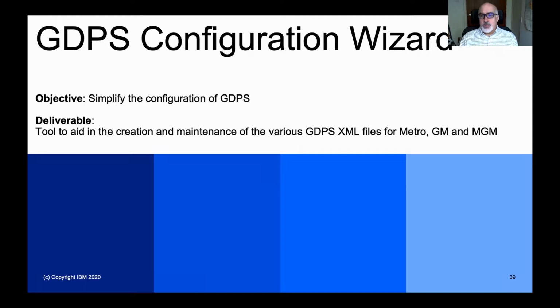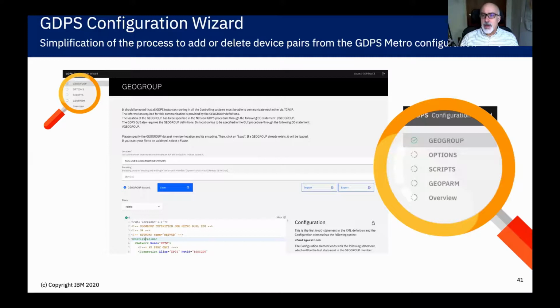The configuration wizard. We've introduced a number of XML files for GDPS, and through the GUI, there's the ability to change GeoPlex, which has been there for some time. But what about all these other XML files that we have now as well? Well, using the same infrastructure in effect as the GDPS GUI, we now have a configuration wizard that enables you to make updates to not only GeoPlex, but GeoGroup, your options, and your scripts.